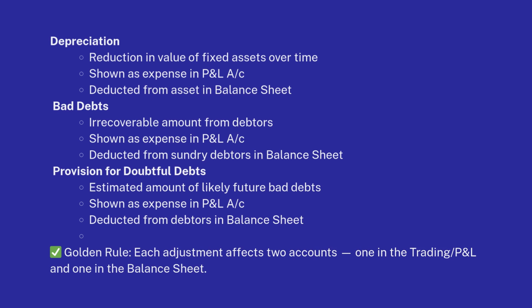Next, provision for doubtful debts. It is the estimated amount of likely future bad debts. It is shown as expense in profit and loss account. It is deducted from debtors in balance sheet. The golden rule of final accounts adjustments: each adjustment affects 2 accounts, one in the trading or profit and loss account, and one in the balance sheet.